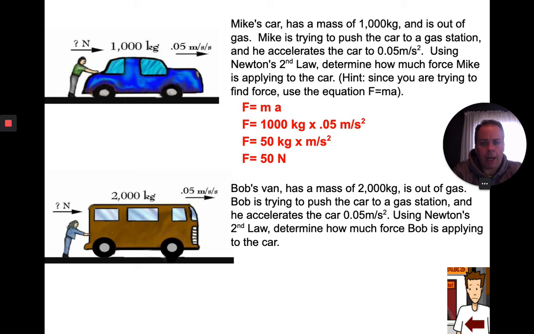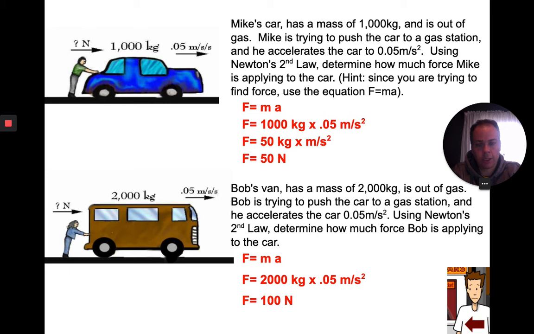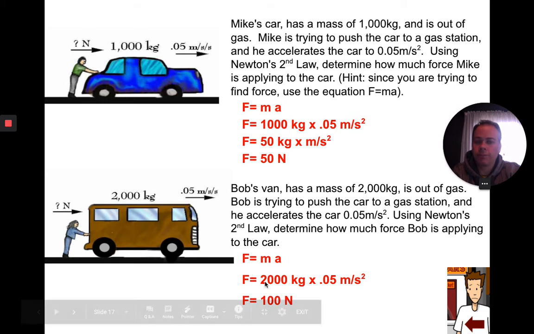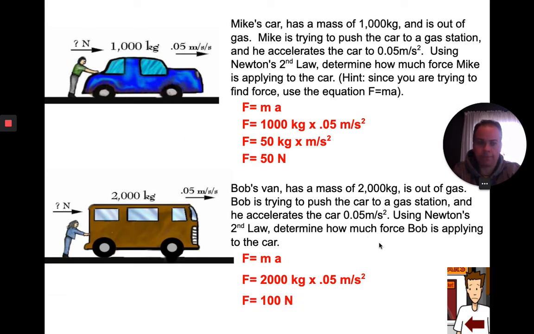Bob's van is double the mass of Mike's car. Therefore, what force is he going to have to use? If you just think it's double that, you're correct. We could go through the formula, 2,000 kilograms times 0.05 meters per second squared, giving us an answer of 100 newtons. Bob has to apply twice as much force to accelerate his van because it has twice the mass.